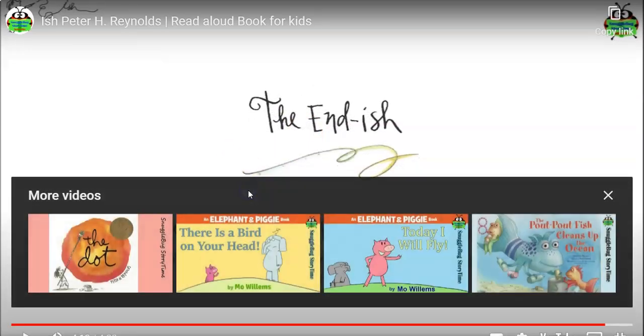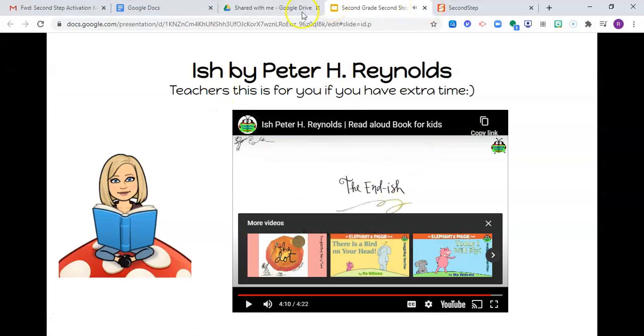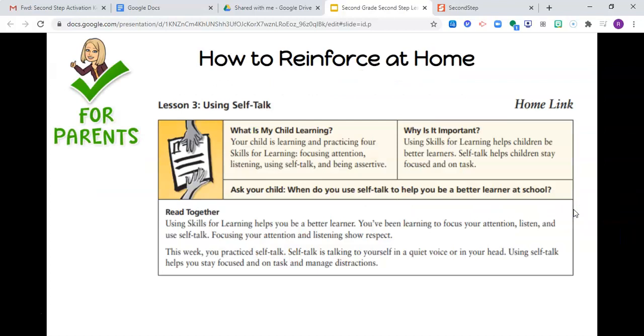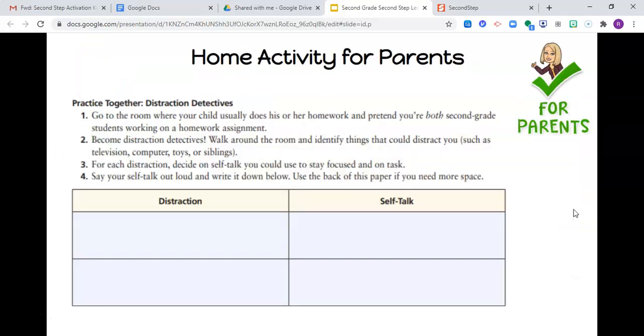So this book is about having a growth mindset and how positive self-talk can help us feel better about ourselves. So these are some ways that you can help practice at home using positive self-talk, because you can use your positive self-talk anywhere. I'm going to leave this right here so parents can take a picture if they want and practice this at home.